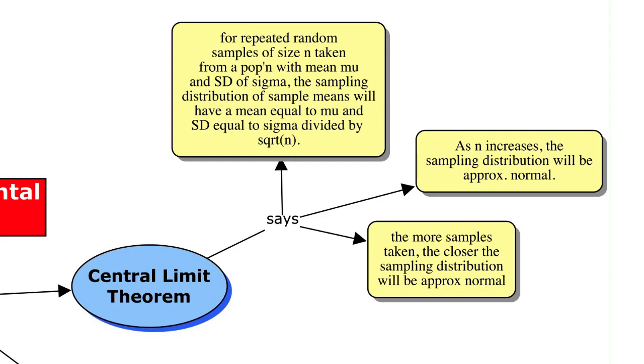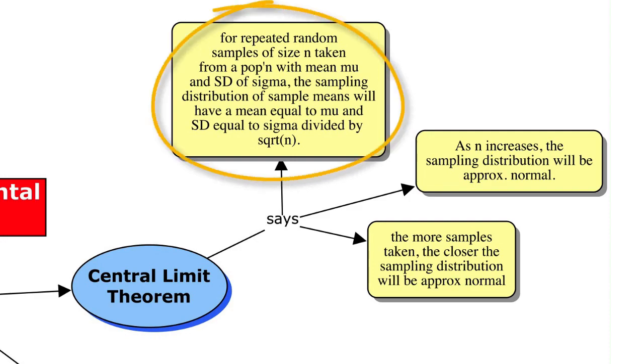The central limit theorem says, for repeated random samples of size n, which are taken from a population which has a particular mean, identified as mu, and a standard deviation equal to sigma, we know that the sampling distribution of sample means will have a mean equal to mu as well, and the standard deviation is equal to sigma divided by the square root of n.